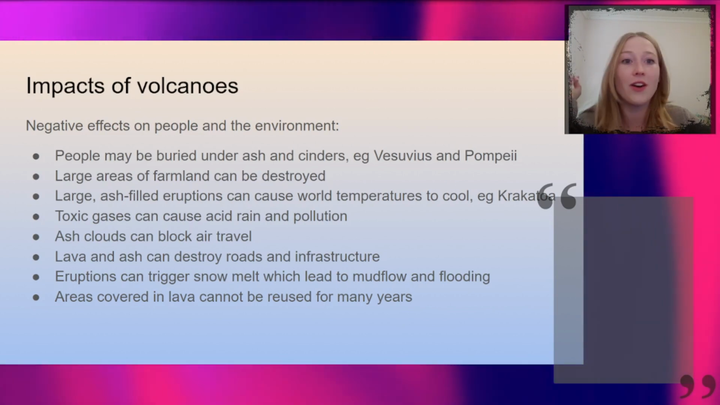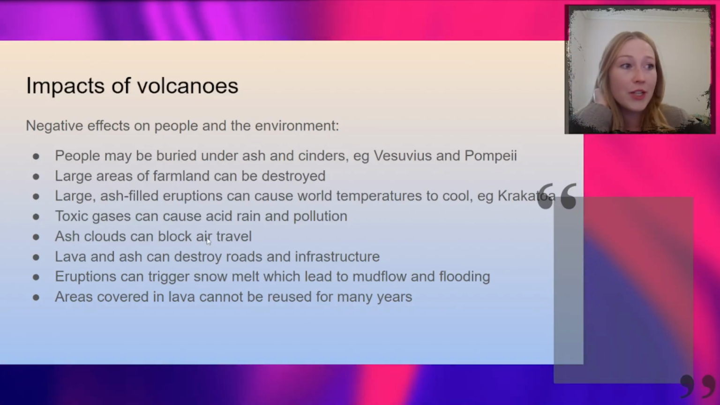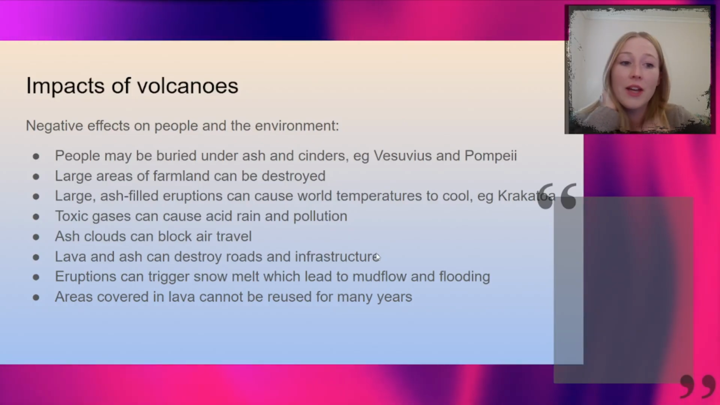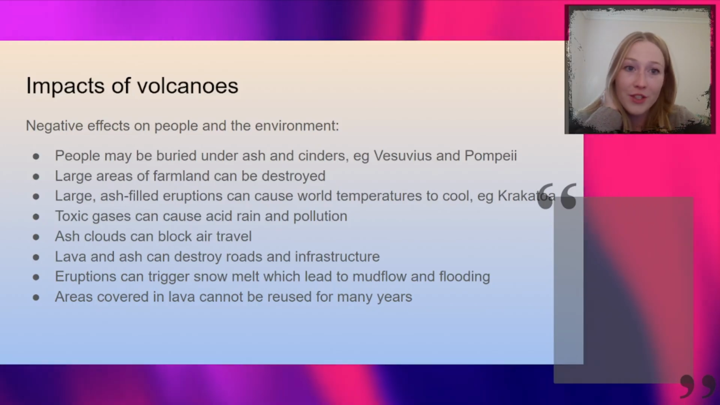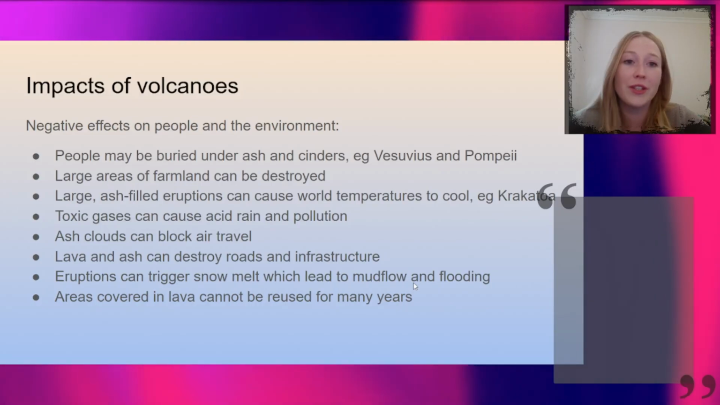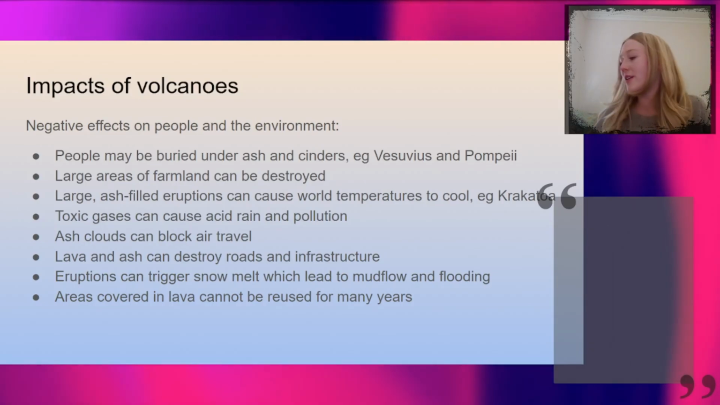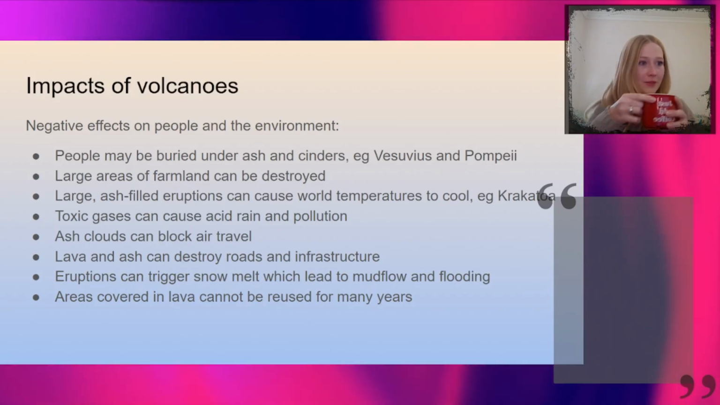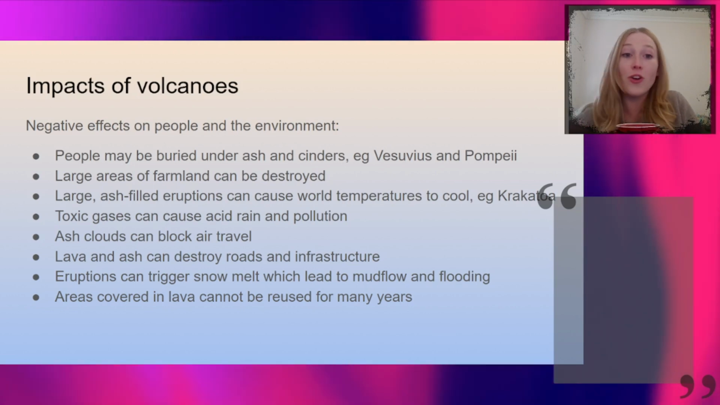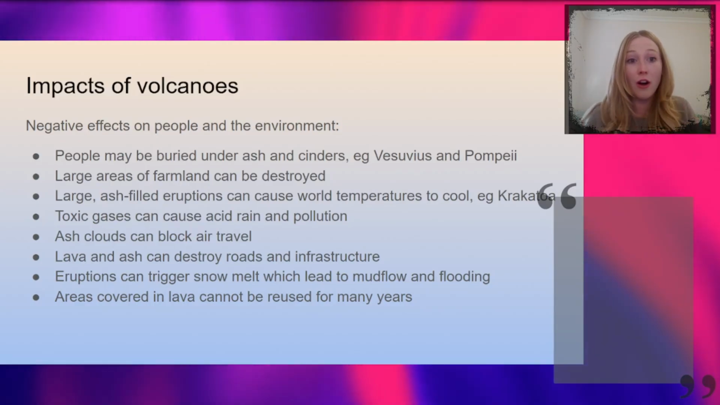So I've got an interesting article that I want to take a look at. The ash buildup in the clouds can block air travel. Lava can destroy all types of infrastructure, and it can also lead to secondary disasters. I liked this description where they were talking about an eruption that can cause some type of snow melt or permafrost to melt, so it can trigger some kind of mud flow or flooding. And if there is any area that has been covered by lava, it typically can't be used for many years afterwards because it's such a hard rock.